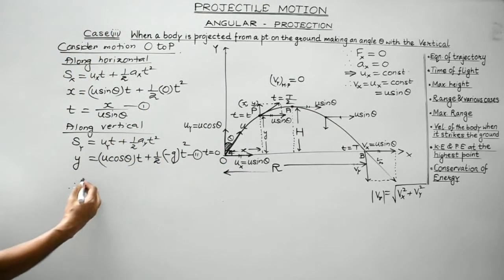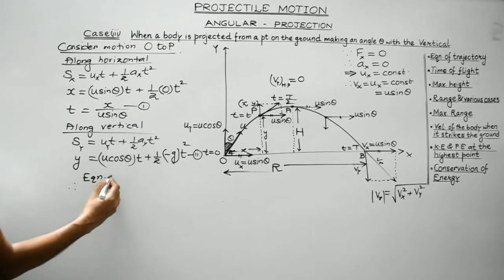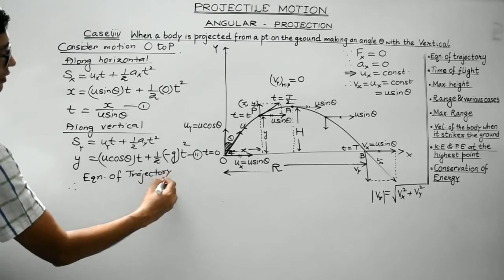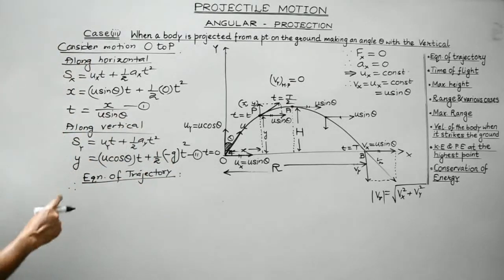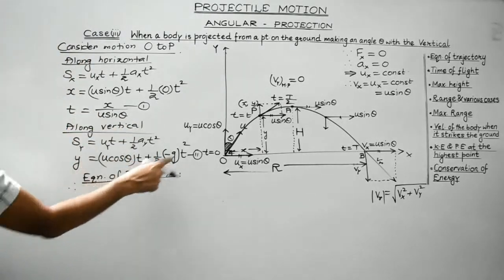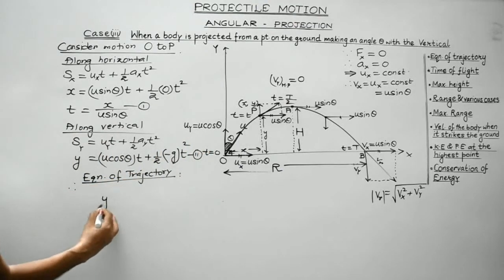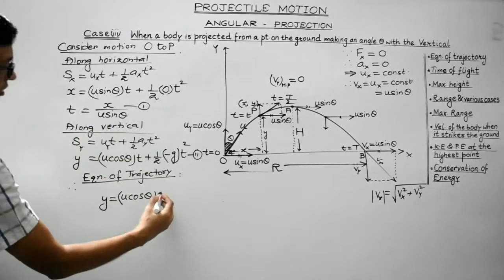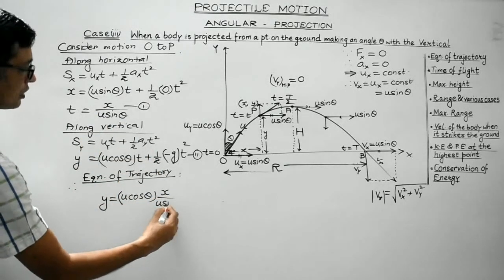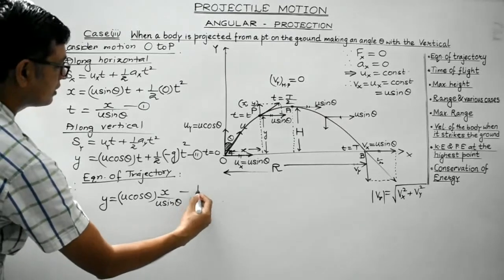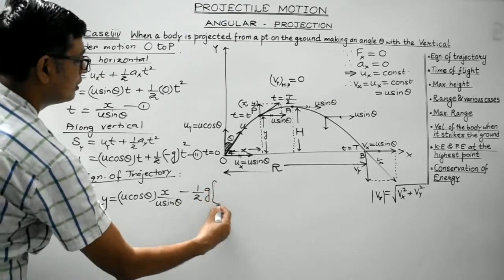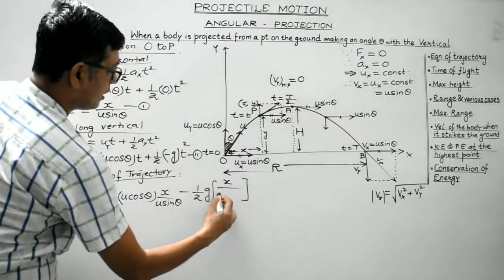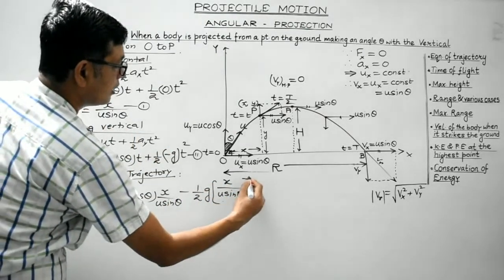So therefore, let's find out the equation of trajectory. It will be, simply substitute the value of t as x over u sine theta over here. That is y is equal to u cos theta multiplied by t. T is x by u sine theta minus half g t square, that is x divided by u sine theta and whole square.